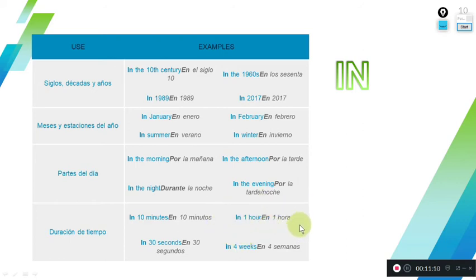O, ¿cuándo vas a llegar? In 4 weeks, dentro de 4 semanas. Entonces, esto se va a referir cuánto falta o cuánto tiempo vas a estar realizando una actividad, ¿ok? And also, let's remember with years, for example, in 2070, with seasons in summer, in winter, with parts of the day in the morning, in the afternoon, and also with the time, in this case, in 1 hour, in 4 weeks. Now, let's practice.